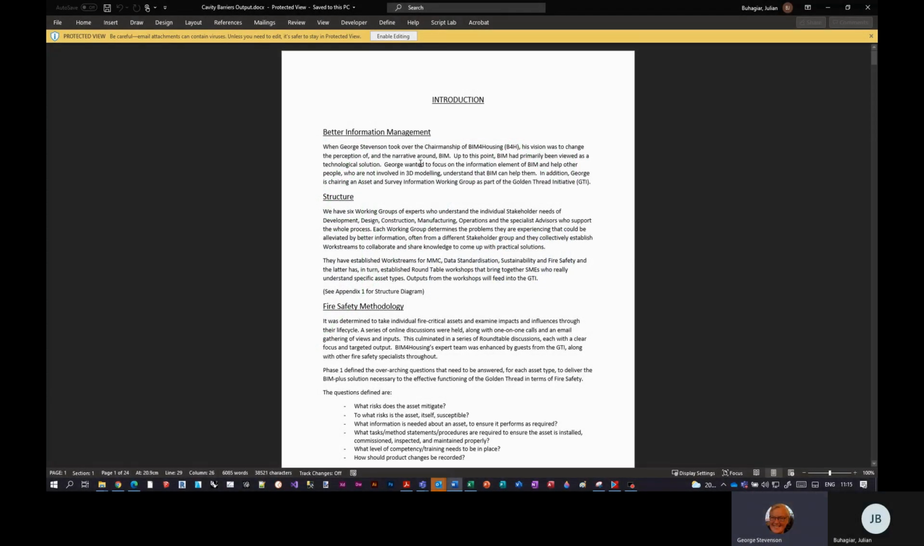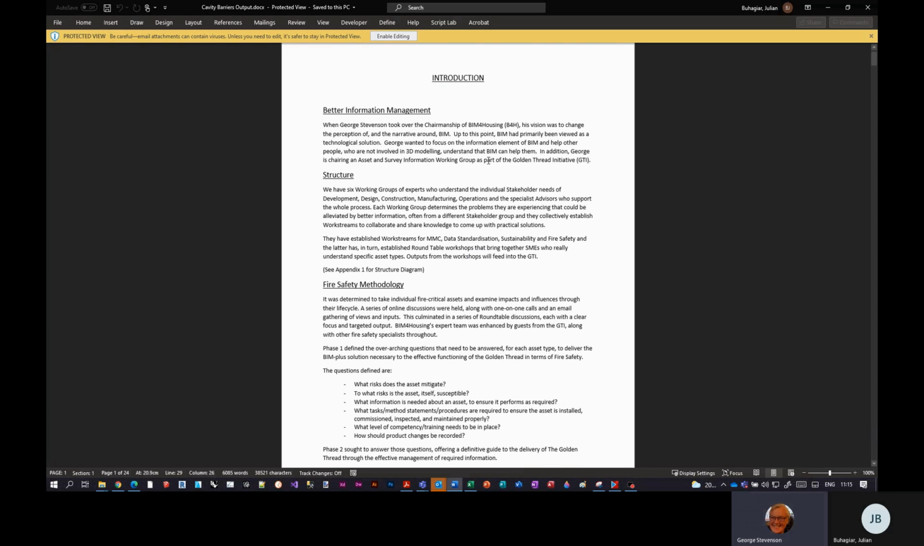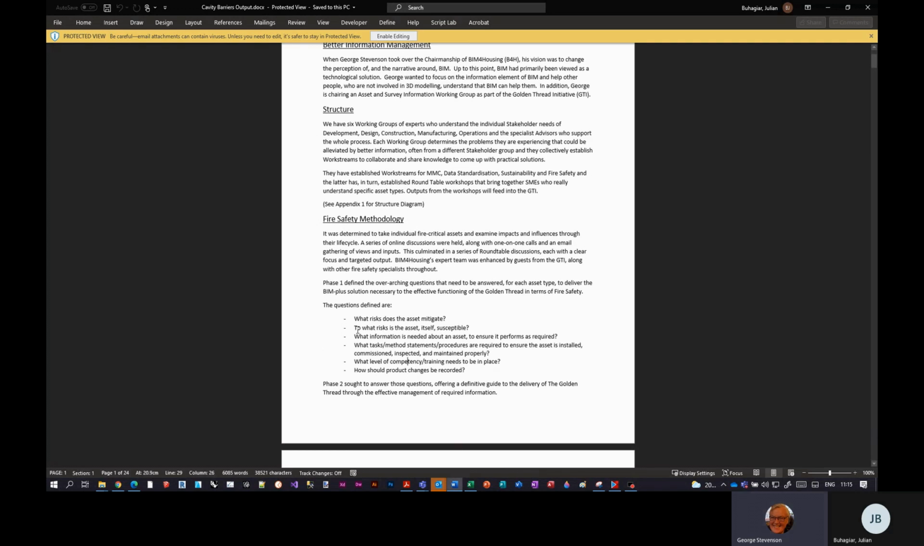Over this last month, we've had a group of subject matter experts on cavity barriers, fire doors, and automatic opening vents come together on individual sessions on each of those different asset types. And they come from different aspects. They might be development, design, manufacturing, operations, etc. And what we ask them to do is to answer some specific questions, which is, what are the risks that a particular asset type, let's say a cavity barrier, is protecting against.